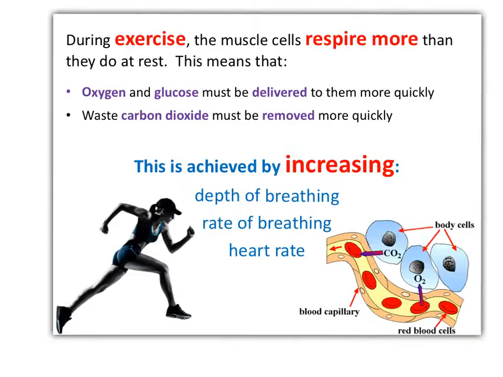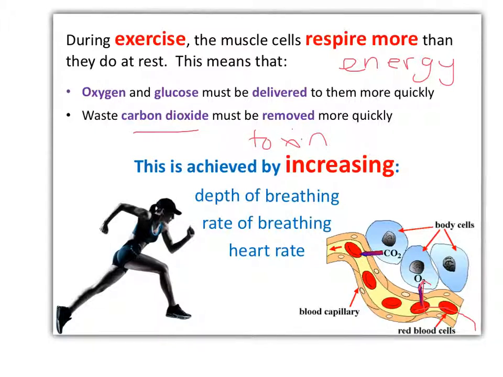So during exercise, the muscles need to respire more than when they're at rest. And this is because they need more energy in order to contract. So if we're respiring more because we need more energy, then we need a way of getting oxygen and glucose to be delivered to our cells quickly. So as the blood moves through, we're dropping off that oxygen to the cells. Equally, we need to be getting rid of any waste carbon dioxide, okay, because that is a toxin, so it must be removed quickly.